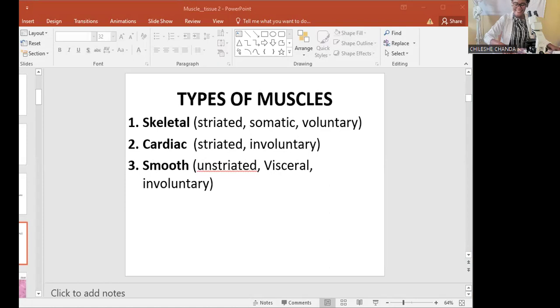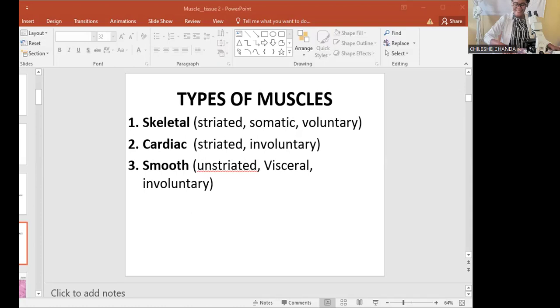And then we have the second class, which is the cardiac muscle. Cardiac muscle is also striated, all right? It is involuntary, meaning you cannot use it as you please. It works on its own. You don't have to tell it to pump, all right? And then we have smooth muscle. Smooth muscle is not striated, okay? It is visceral, it is found on internal body organs, and it is involuntary. Those are the 3 broad classifications of muscle.